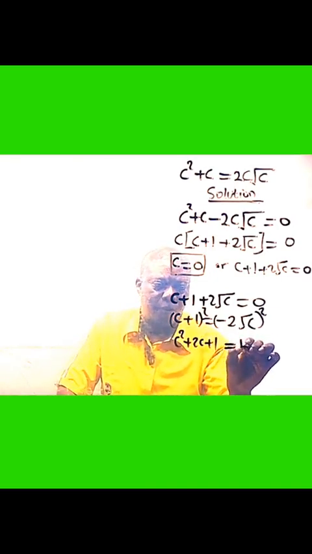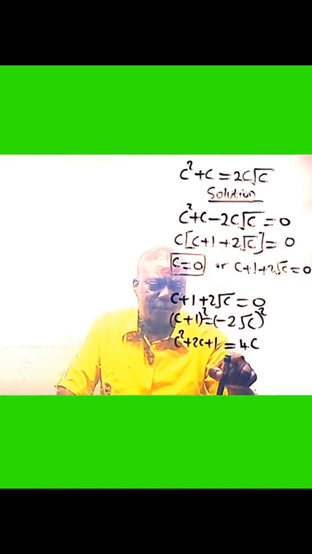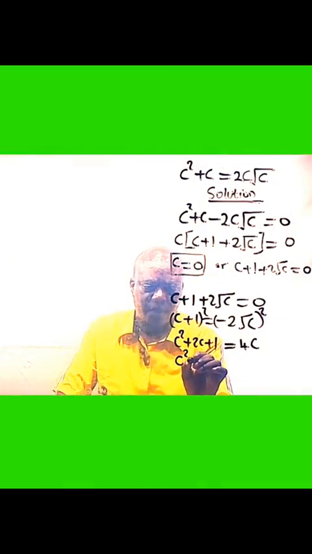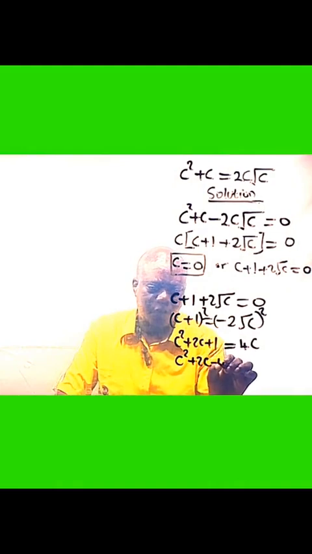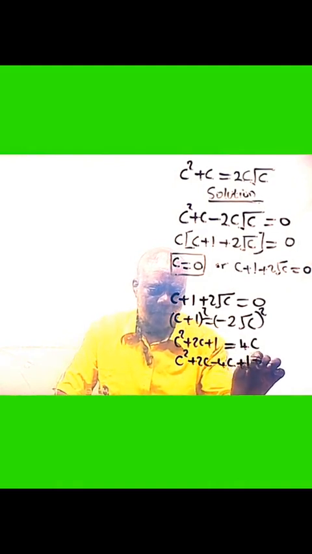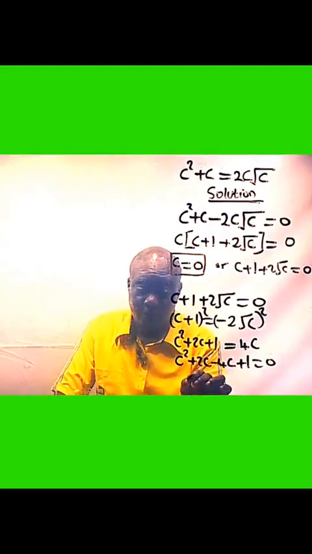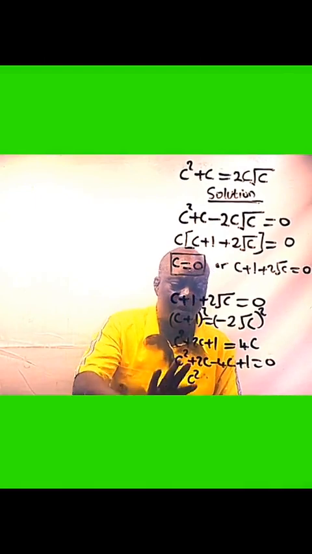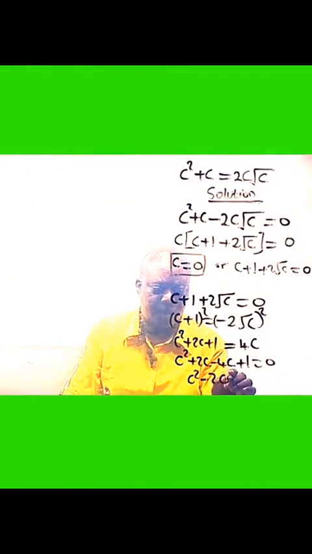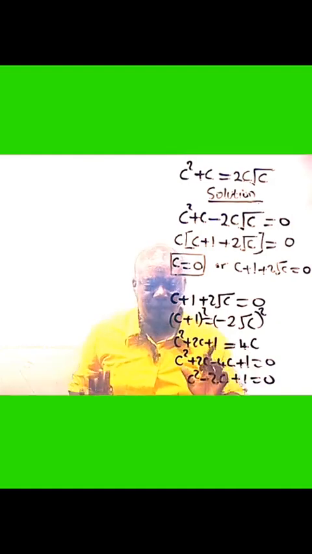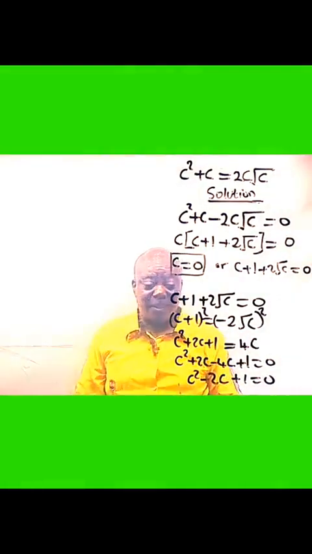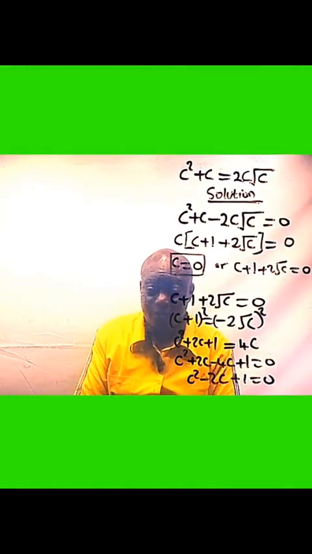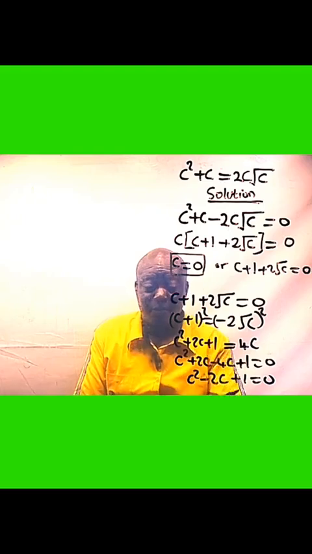equals to 4C. This square is 4, and this one C. So we now rearrange. So we have C square plus 2C minus 4C plus 1 equals to 0. So the equation is now C square minus 2C plus 1 equals to 0. So take out two numbers in which if you add, you get minus 2C, and if you multiply them, you get plus 1.